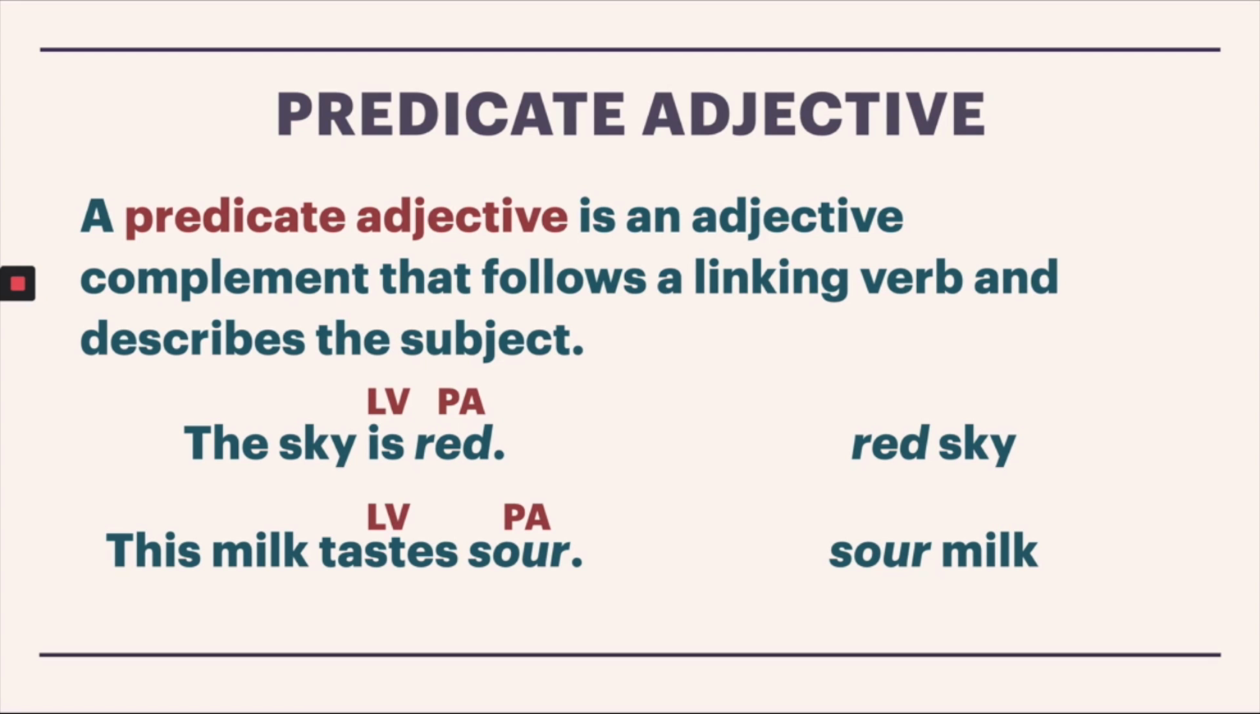So make sure you find the verb, then find the subject, and then ask if it's a noun after the linking verb. If so, it's going to be a predicate nominative. But if it's a describer, such as an adjective, then it's going to be a predicate adjective after the linking verb. And we can read them all together. Sky is red. Milk tastes sour. And those would work.